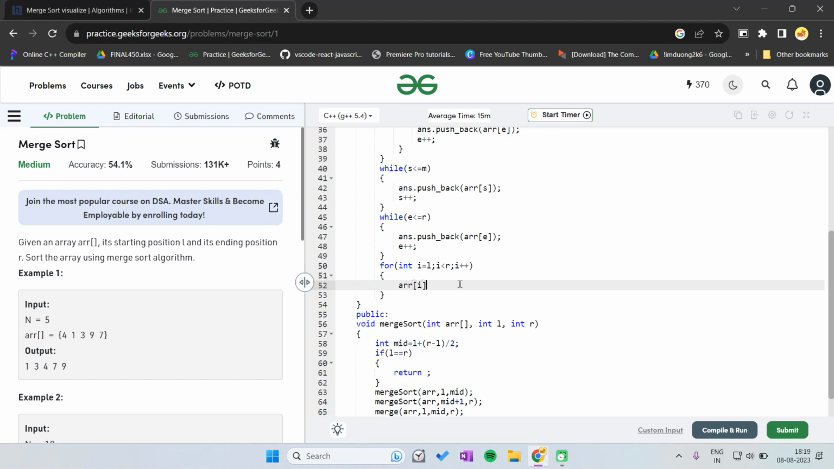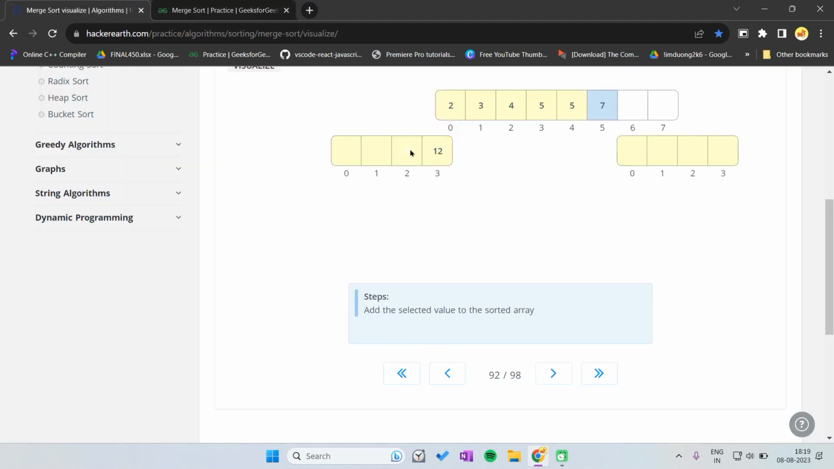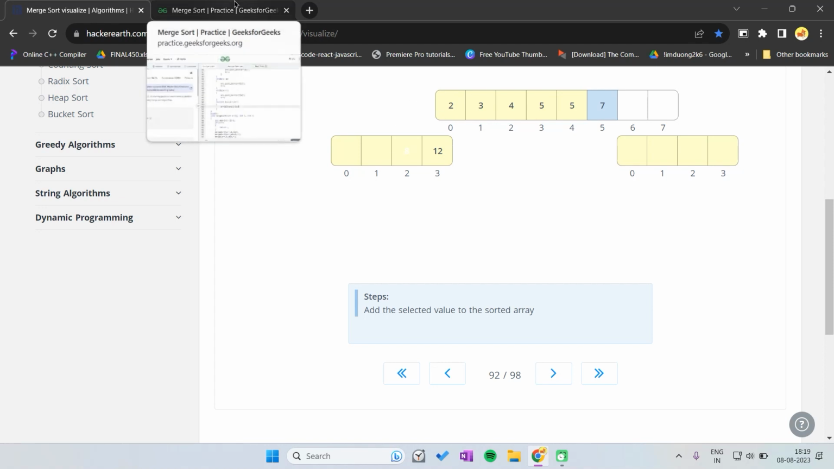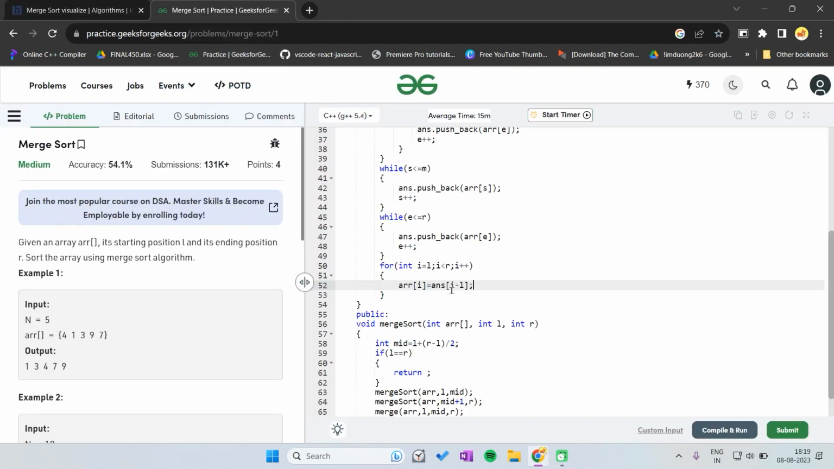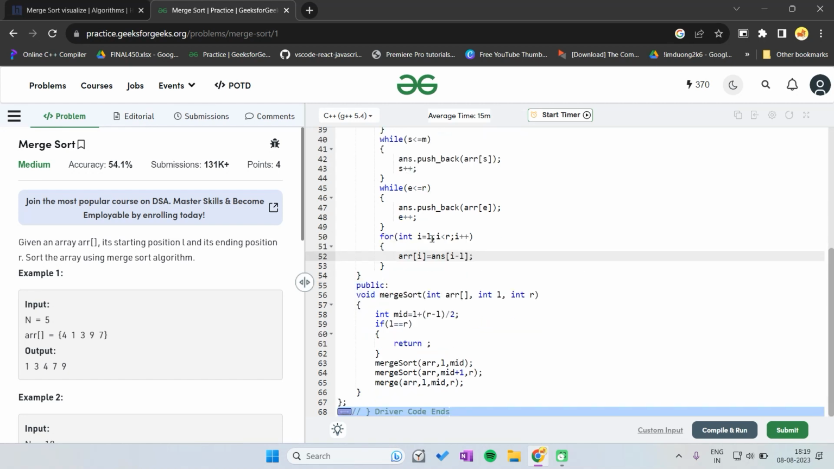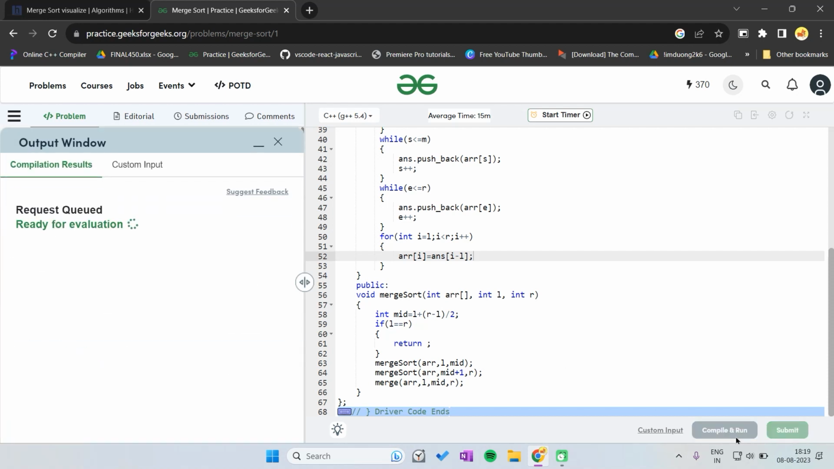ARR of I is nothing but ANS of I minus L. Why am I using I minus L? Because the answer index starts with 0, answer 0, answer 1, answer 2, but ARR is changing, so ARR positions are changed, but the answer is always 0 or 1. So I am saying I minus L, because I is in this range, so this will go to 10. Yeah. Now run this.